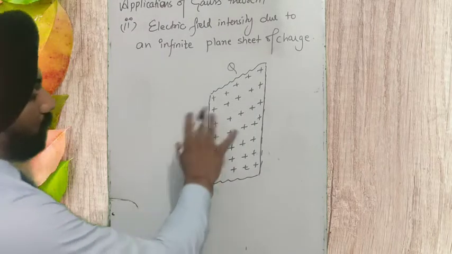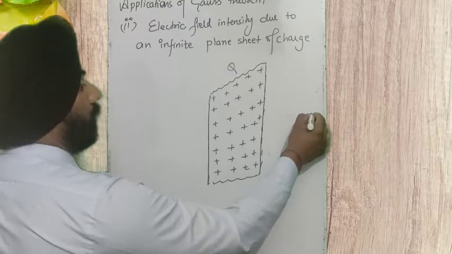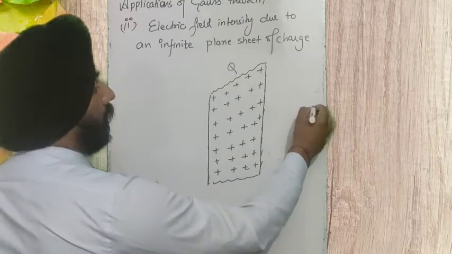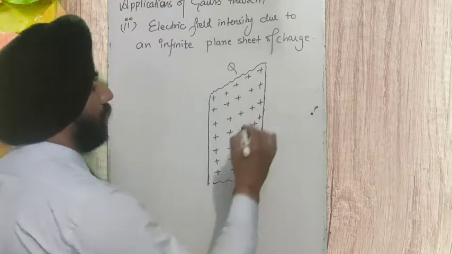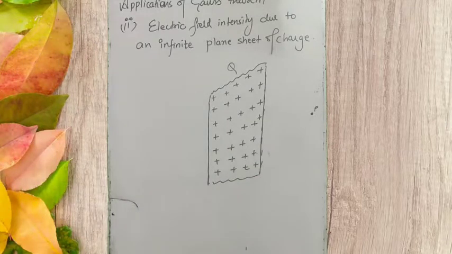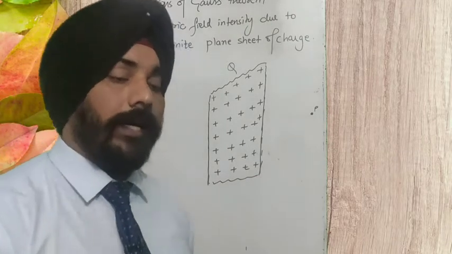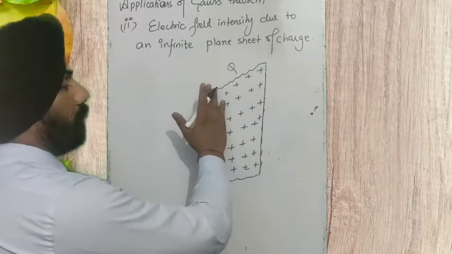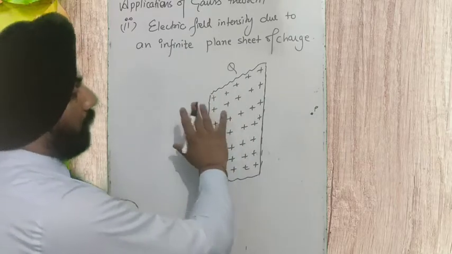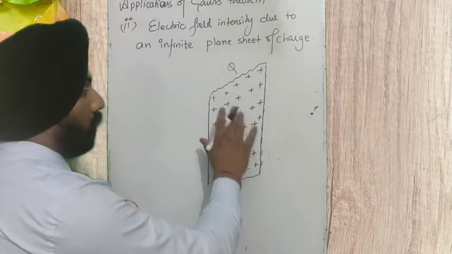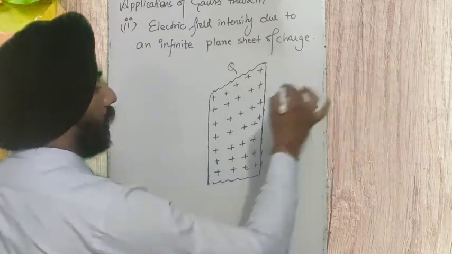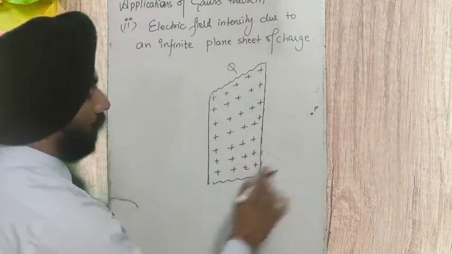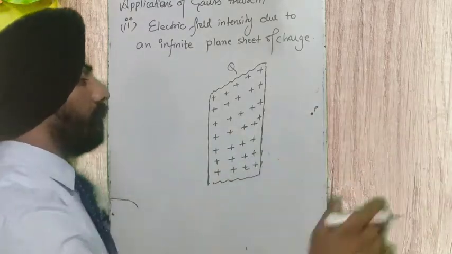Due to this plain sheet we want to calculate the electric field intensity at point P. We know that if we provide positive charge to a plain sheet, the electric field lines go away from that sheet, perpendicular to the sheet. They originate from the sheet like this, perpendicular to the sheet, and go away from it.